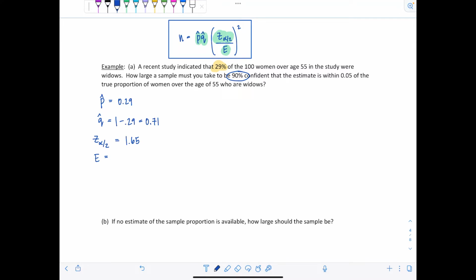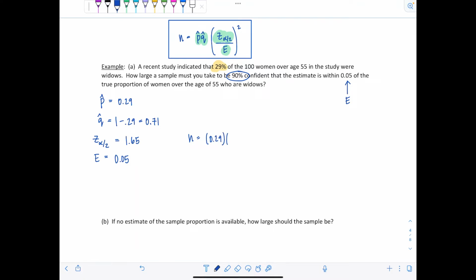And E, how much is the error? It's right here. They want us to be within 0.05 of the true proportion. So that's your amount of wiggle room. That's your error. Okay? So n is going to equal, I'm looking up here now at the formula, substitute everything in.